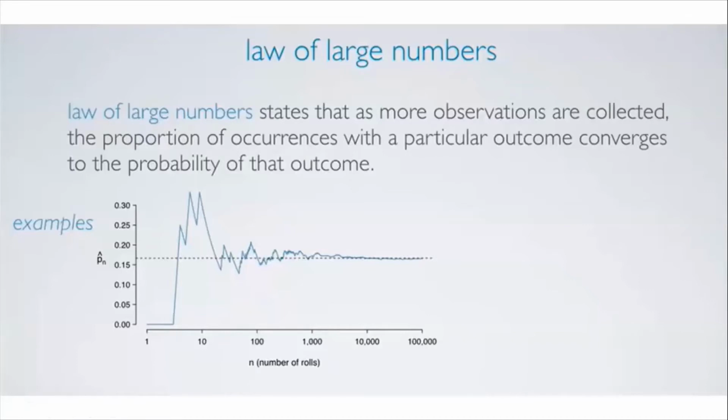Okay, so we talked about it that the frequentist approach uses a random process an infinite number of times. So that is where the law of large numbers came in. What is the law of large numbers? Basically, as more observations are collected, the proportional occurrence of a particular outcome converges to the probability of the outcome.